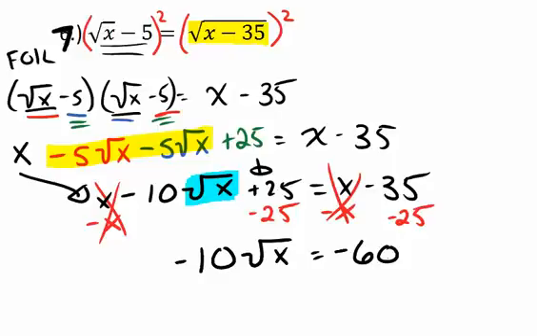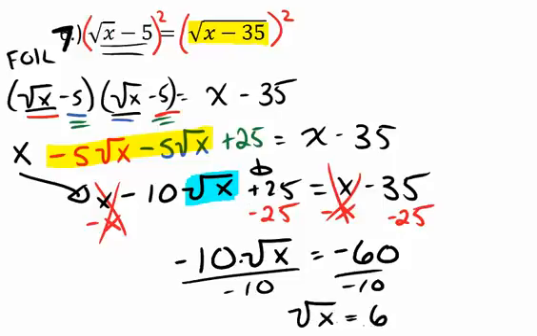From here, you can do one of two things. You can go ahead and isolate the square root sign, or you can square the entire quantity because this is one term. So when we say isolate the radical, it's really isolating the term of the radical. But we'll go ahead and we'll divide by negative 10, and we get square root of x equals 6. We're going to square both sides, and you end up getting x equals 36.